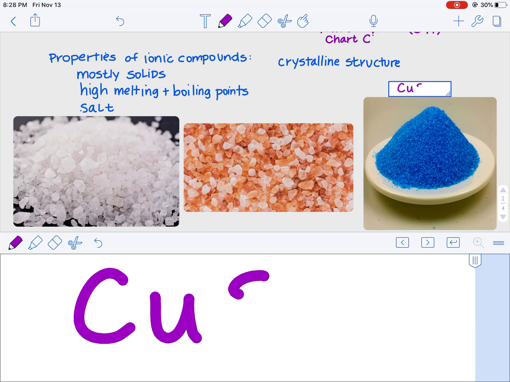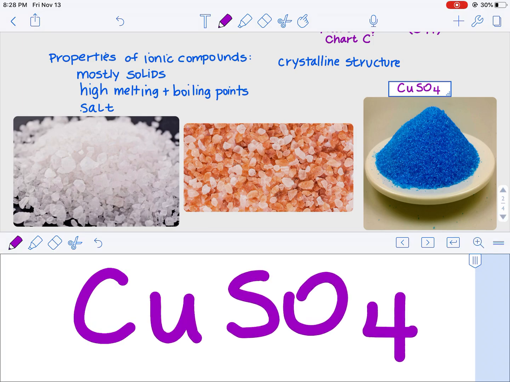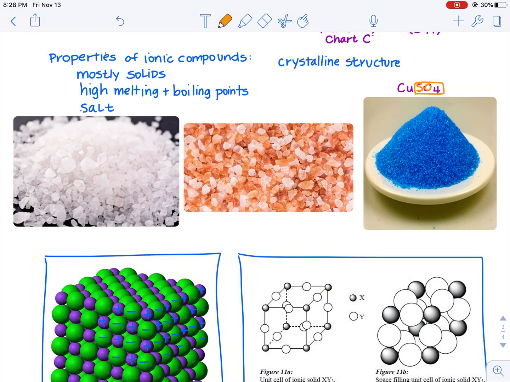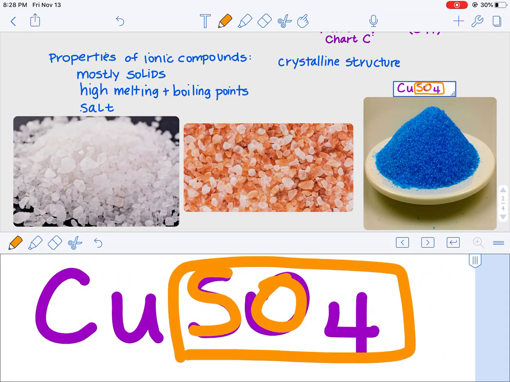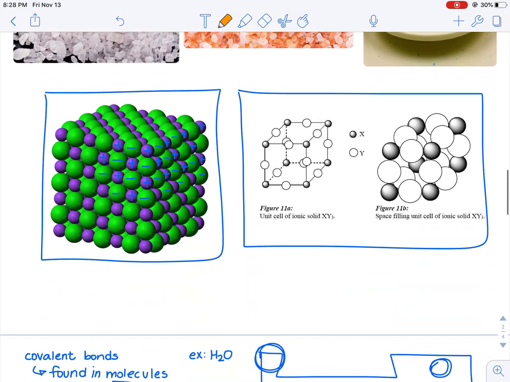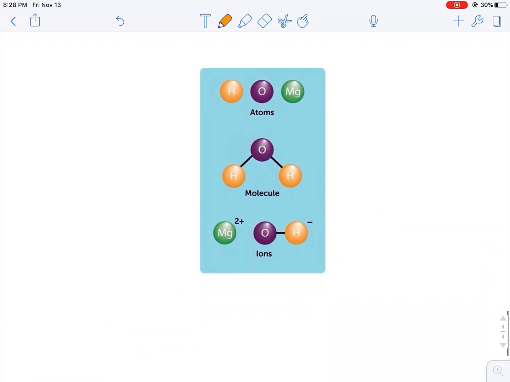Looking at this structure here one more time, this is copper 2 sulfate. This conglomerate here, the sulfur and the 4 oxygens, that's a polyatomic ion. Because the sulfur and the oxygen are nonmetals, those atoms are held together with a covalent bond. However, they cannot have full valence shells unless collectively they have gained 2 electrons. We'll elaborate on this in our next lesson when we learn how to visualize or draw these bonds.